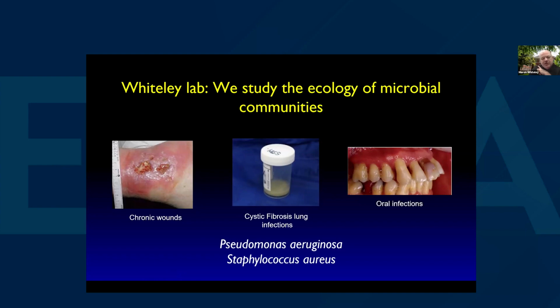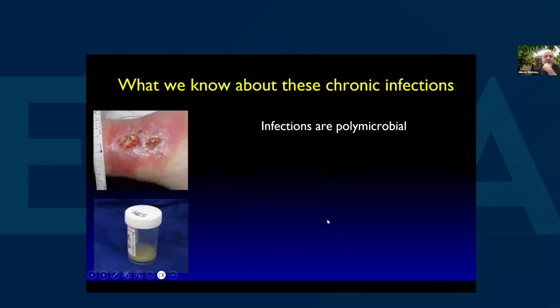Most of what I'll tell you about today apply to 2 bacteria that you probably know a lot about, which is Pseudomonas aeruginosa and Staph aureus. These are 2 of the top 5 wound pathogens that we see in the clinic. And almost everything I'm going to tell you about today, the data mainly comes from working with these 2 organisms.